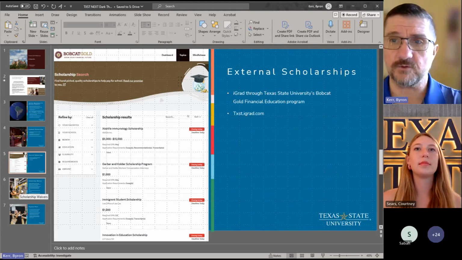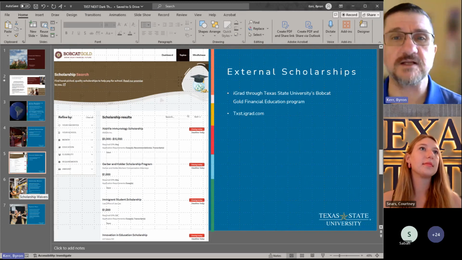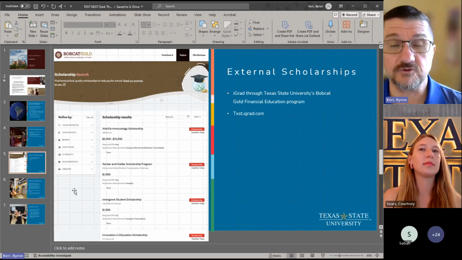And again, this is offered through Texas State University. It is free to use. You would use your Texas State sign-on credentials to get into the program. And once you're there, I would apply to basically everything.